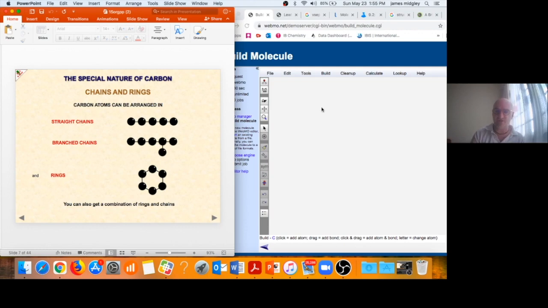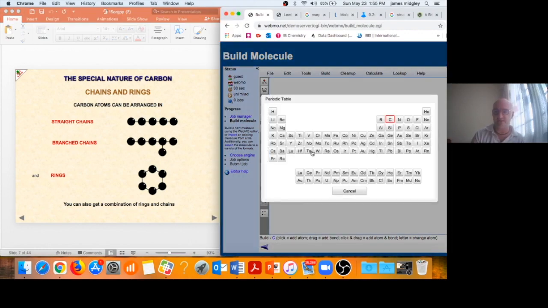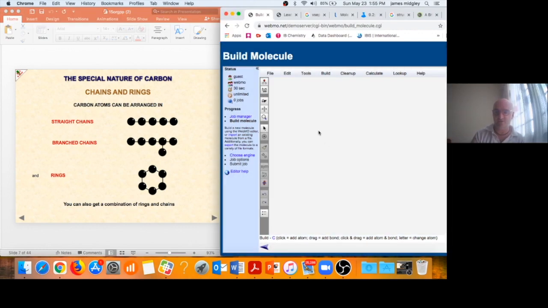We can have straight chains or rings. We could make, I don't know, let's have a bit of carbon here. We could make the first one, the second one, the third one, the fourth one, the fifth one, 6, 1, 2, 3, 4, 5, 6, 7. So we'll make the alkane with 7 carbon atoms.